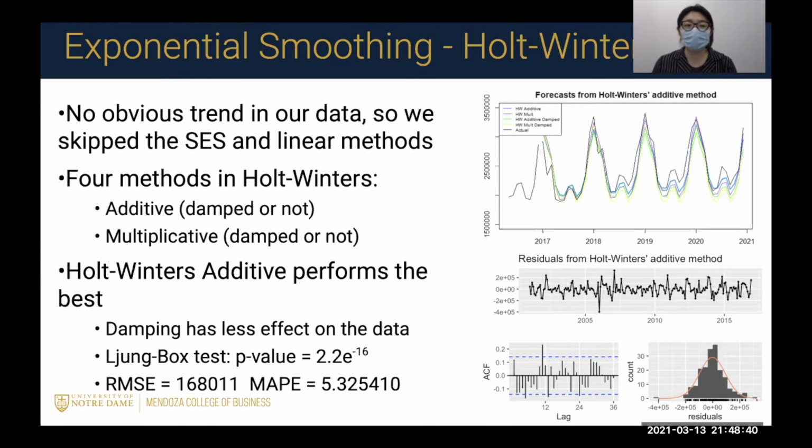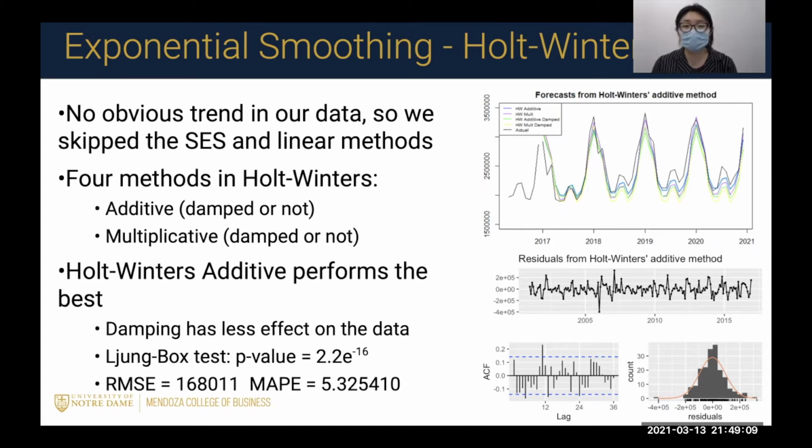And next, we're getting into the exponential smoothing method. Since there's no obvious trend in our data, we decided to skip the simple exponential smoothing and Holt's linear method. So we decided to use the seasonal forecast methods from the Holt-Winters family, which are additive and multiplicative. And we tuned our methods to be either damped or not. From the plot, we can see that all forecast results are quite similar.